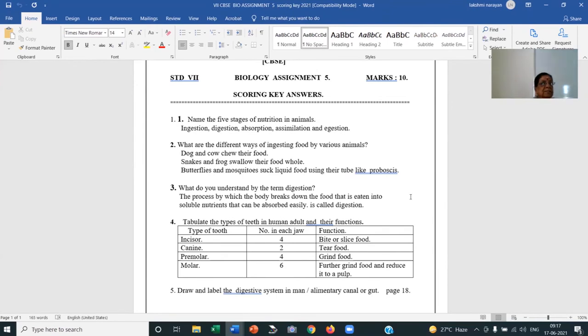I hope you understand this. So I say, dog and cow chew their food. Snakes and frogs swallow their food as a whole. And butterflies and mosquitoes suck liquid food using their tube-like structure called proboscis. Butterfly will suck nectar and mosquito will suck blood.